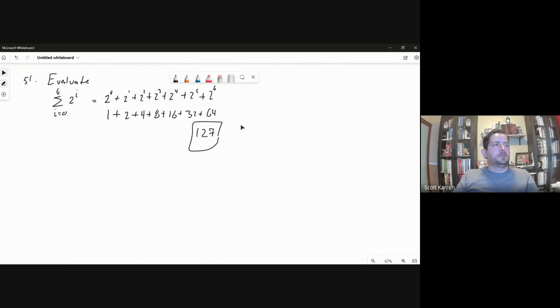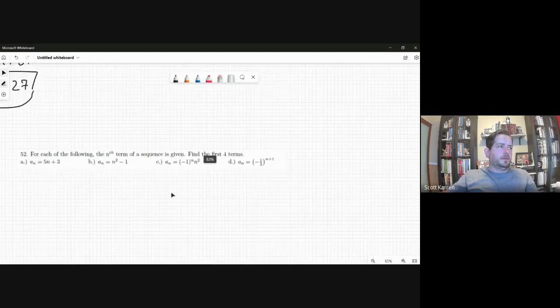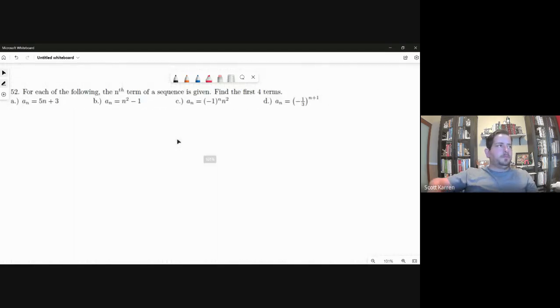All right. So 52, let's look at 52 here. 52 says for each of the following, the nth term of the sequence is given. Find the first 4 terms. So on any of these, B is just as good as any. I really am just replacing n with 1, 2, 3, and then 4.